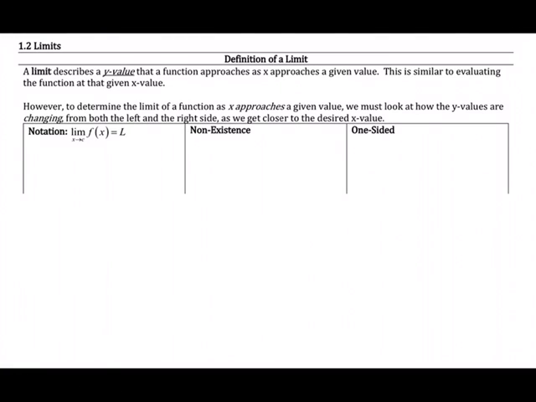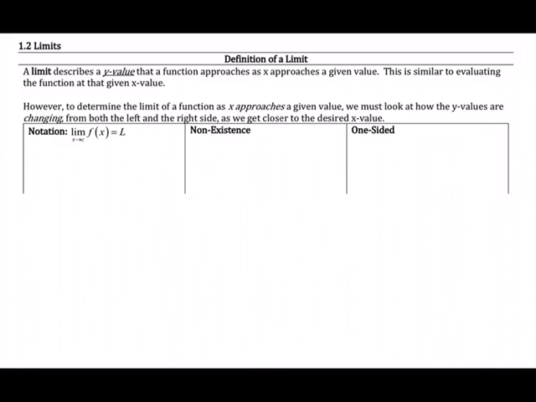Hello. 1.2 is about limits, and the real idea in this section is to give you an idea of what a limit is, how to identify it from a graph, and how to evaluate a limit using direct substitution. In future sections, we will talk about other strategies when what we learn in this video doesn't work, but the real goal here is that we can understand what a limit is and how to find it.